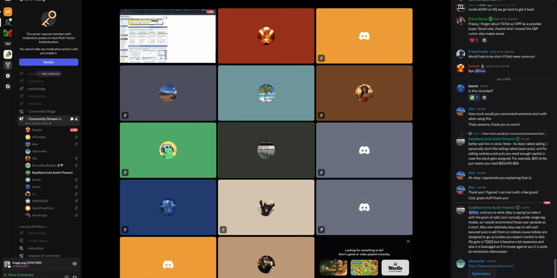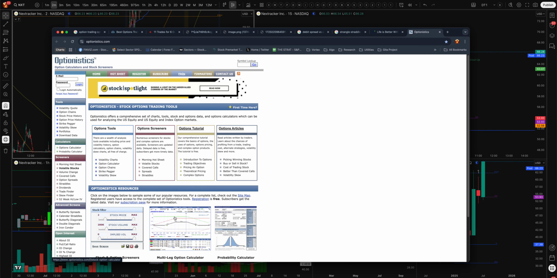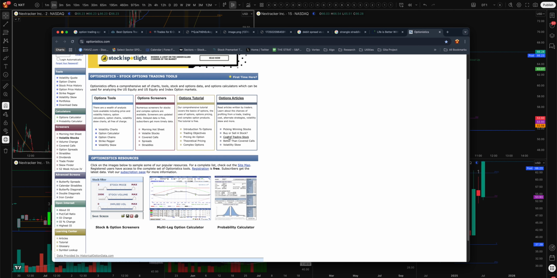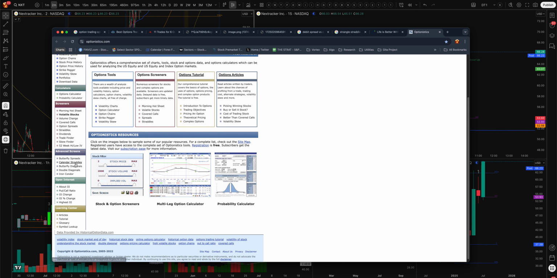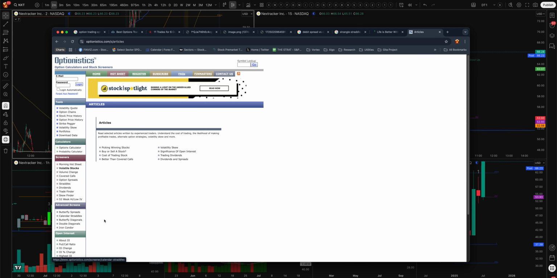Can I ask another question, because nobody else is volunteering questions? There are butterflies and condors, and there are iron counterparts to those: an iron butterfly and an iron condor, where you use both puts and calls at the same time. When would you use one versus the other, like iron condor versus a regular condor?